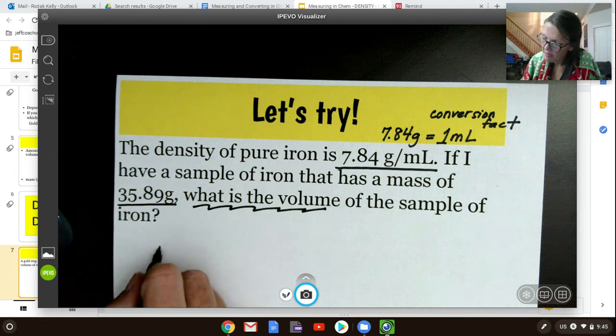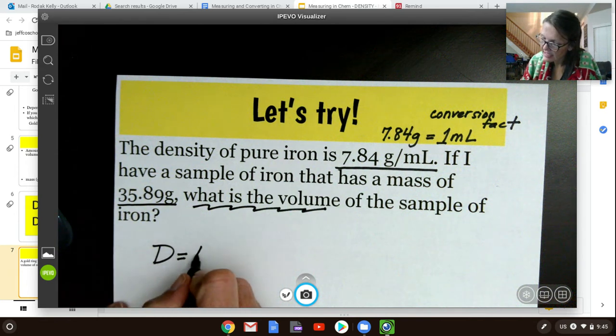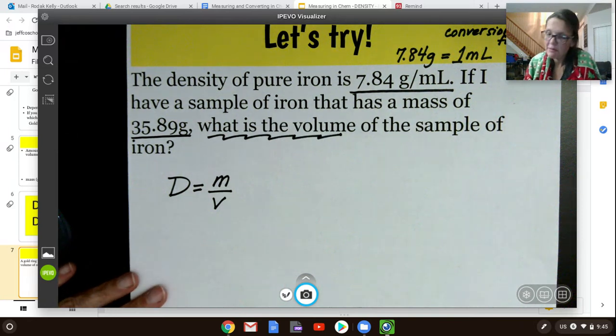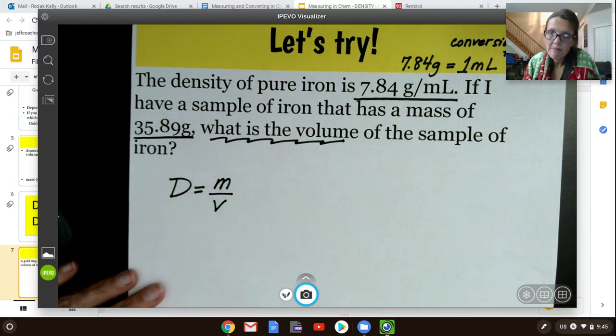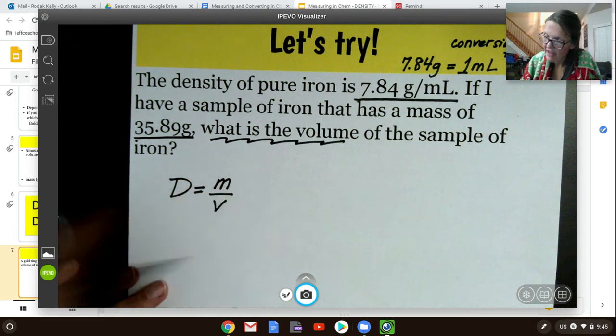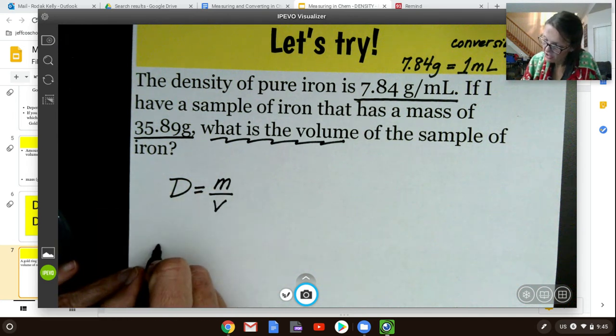Okay, so let's think about our equation here. We know that density is equal to mass over volume. So one thing that I could do is plug the numbers in, and I could solve for the missing variable. So I have the density and I have the mass, so let's just write that in here.